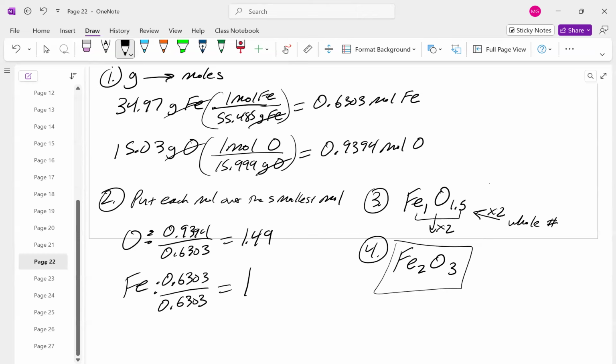All right, in the next lecture, we're going to take a look at how we can combine this with just a little bit more information, and we can get to the molecular formula from the empirical formula.